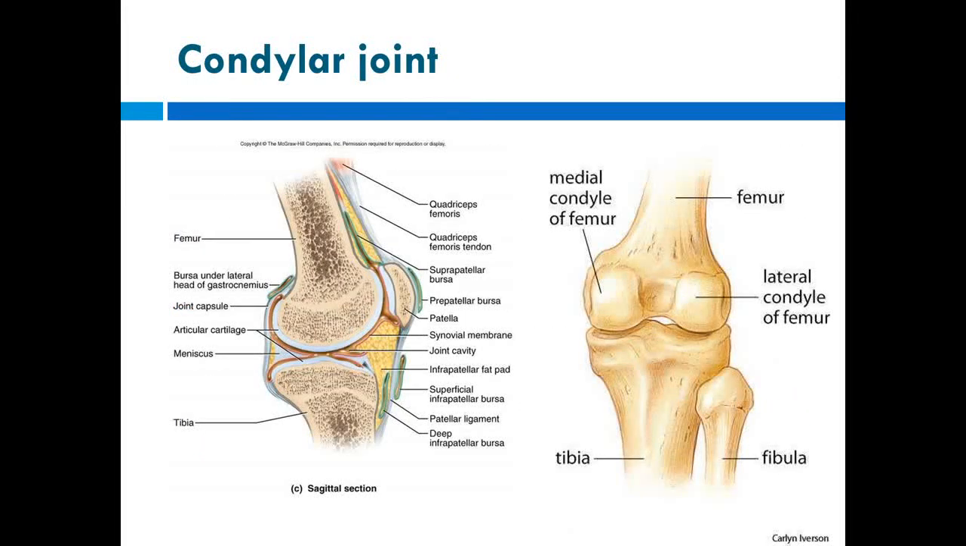Here is the example picture of a condylar joint. We can see this is a knee joint with the medial condyle of the femur and the lateral condyle of the femur, which are convex, and they articulate with the superior surface of the tibia, which is concave. So this is a condylar joint.